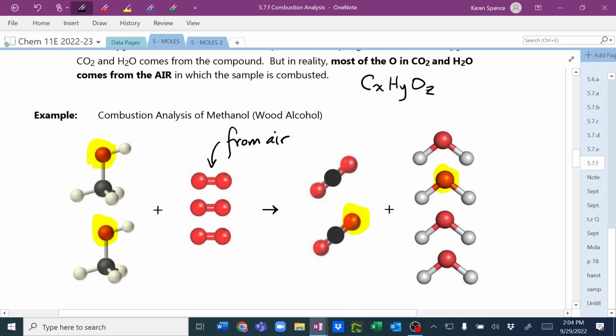Yes? So you can't say, oh, all of the oxygen in carbon dioxide came from the oxygen in the compound, because it didn't. Some of it came from the air. So you can't do it that way. You have to find the mass of oxygen by subtraction. You take the mass of the compound, you subtract the carbon and the hydrogen, and you end up with the mass of oxygen. So don't treat oxygen any different than any other element. Okay? Just don't do it.